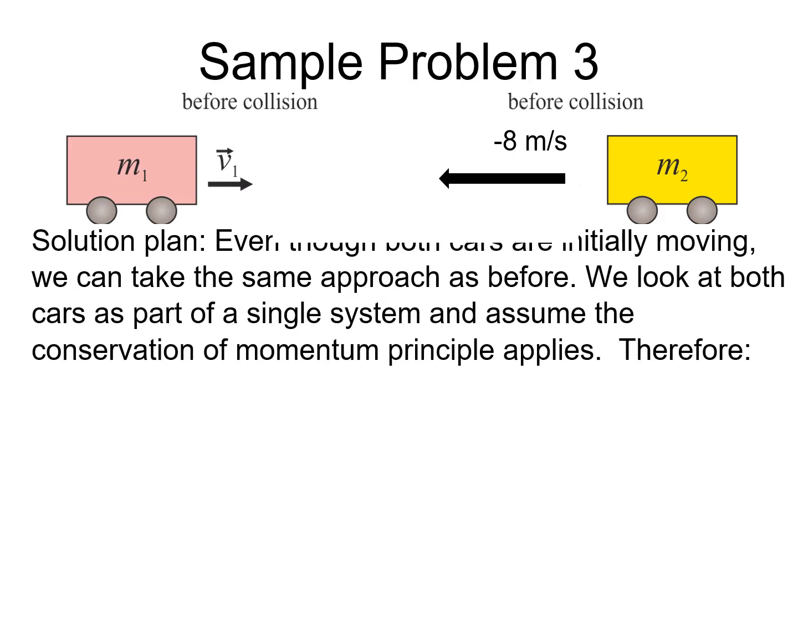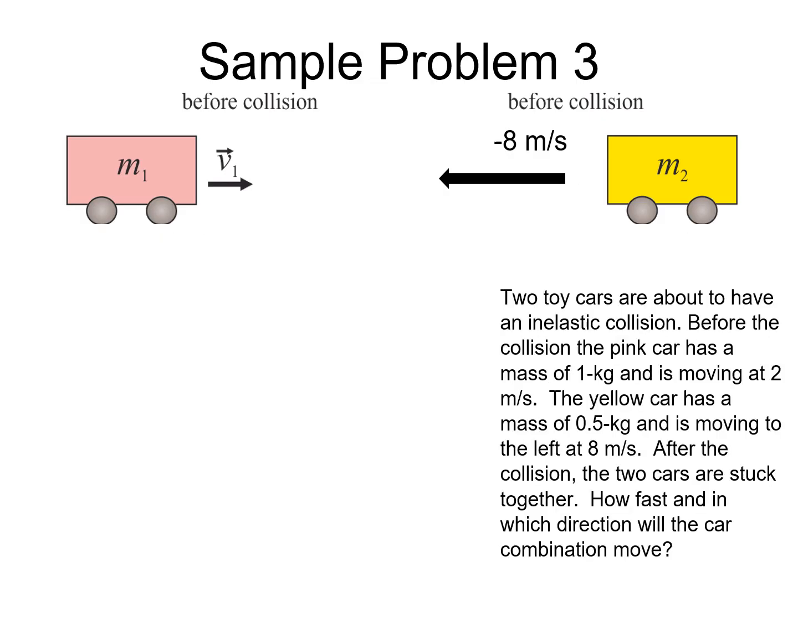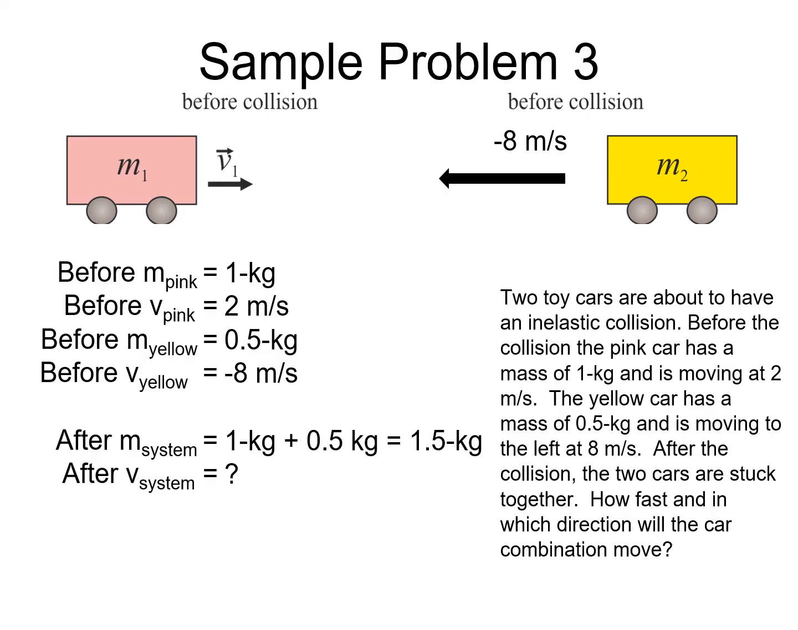So it's going to be the same setup as before. We still think the conservation of momentum applies. The equations look very similar to what it did before. All we have to do is find out what those values are. So if we make our list, again, it's 1 kilogram going at 2 meters per second, 0.5 kilograms, but this time it's going at 8 meters per second. But notice, we said it's moving toward the left side of the screen. That means it's a minus 8 meters per second. That makes a big difference. Afterwards, it's still stuck together, so it's 1.5 kilograms, and the question is, how fast and in what direction will the system move?